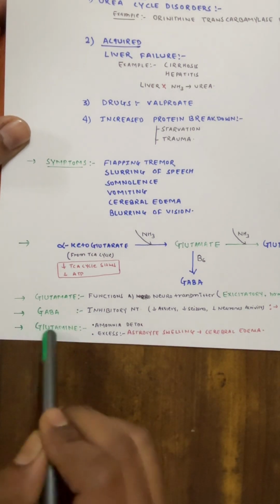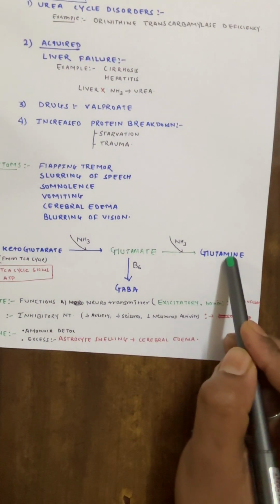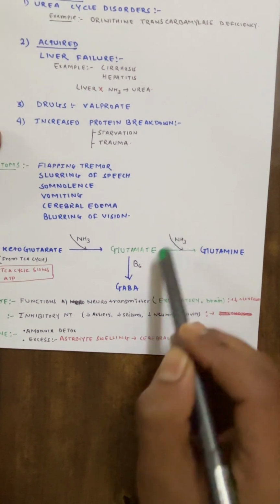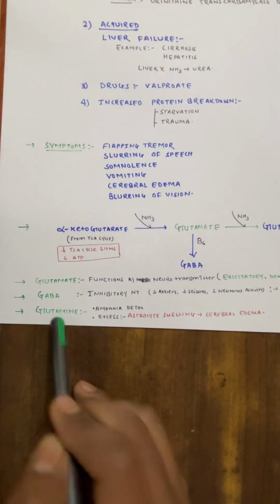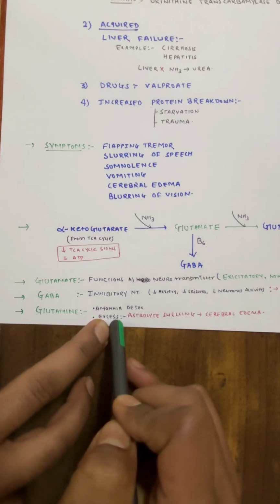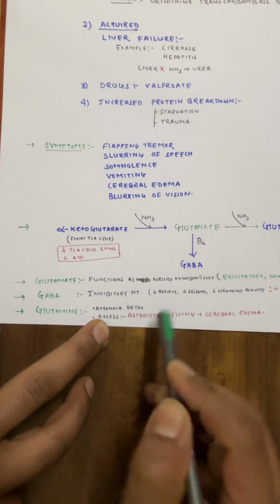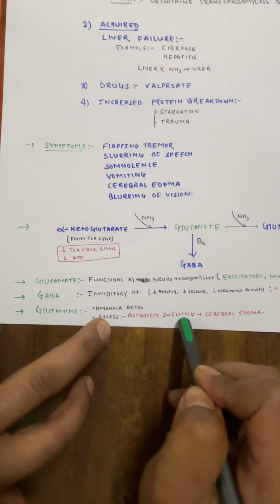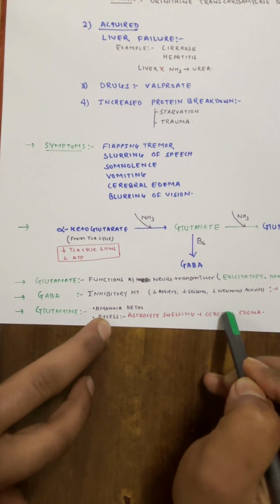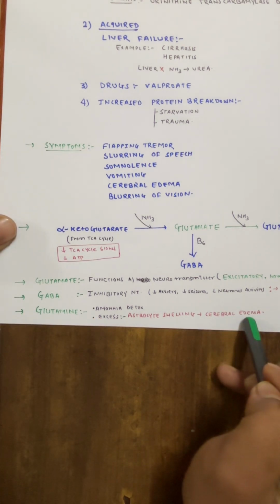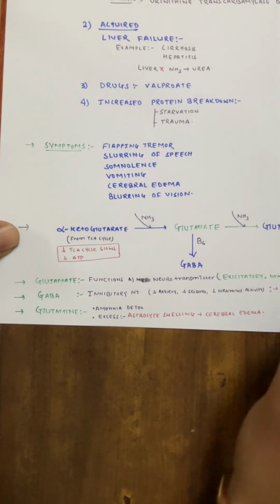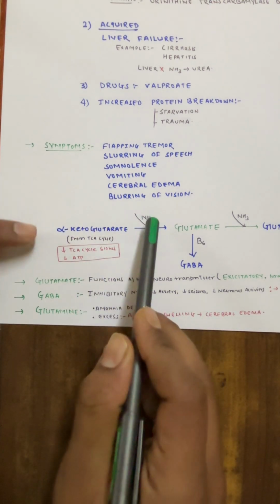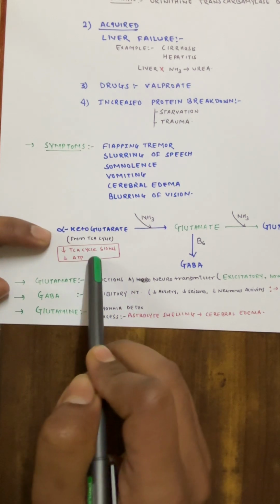Now talking about glutamine, when the NH3 level increases, then more glutamine will form. So if glutamine is in excess in our body, then it will cause astrocyte swelling and finally lead to cerebral edema. So this is how cerebral edema occurs in the patient, confusion occurs in the patient, and this is how hyperammonemia affects the TCA cycle.